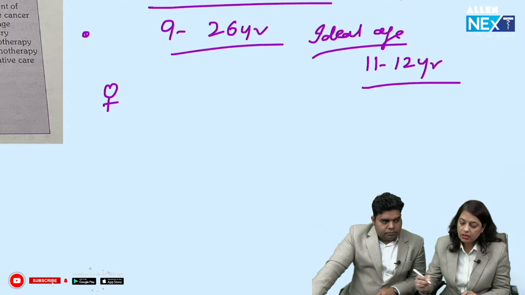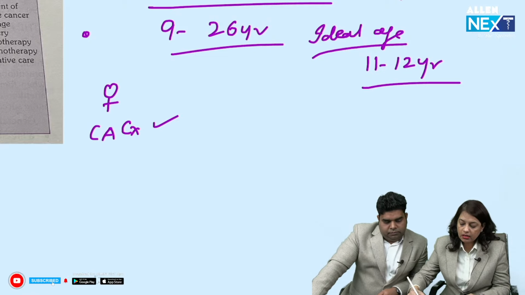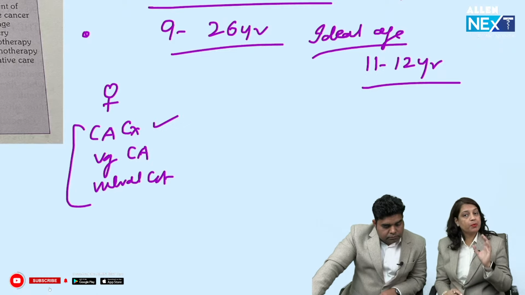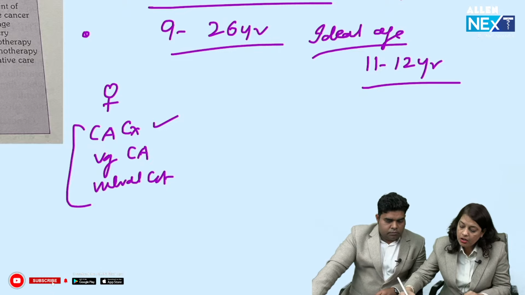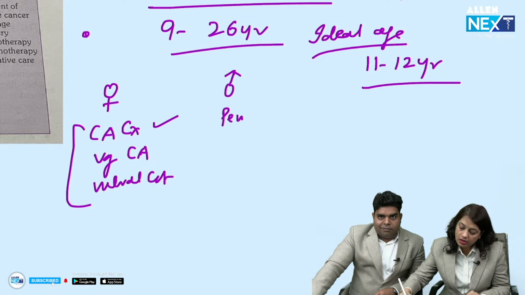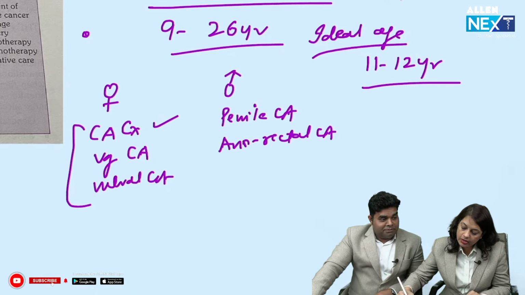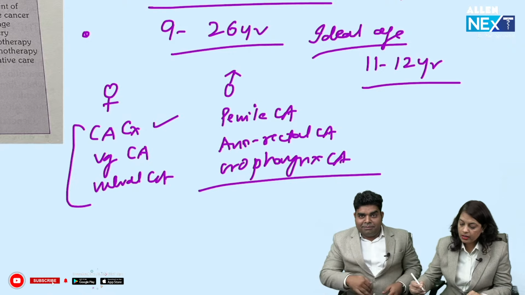HPV is a proven risk factor for cancer cervix, and the vaccine will protect her from cervical cancer as well as vulval cancer. It is proven, and it is HPV 16 and 18. For boys, boys also need to be vaccinated because there is a risk for penile cancer, risk for anorectal cancer, and risk for oropharynx cancer.